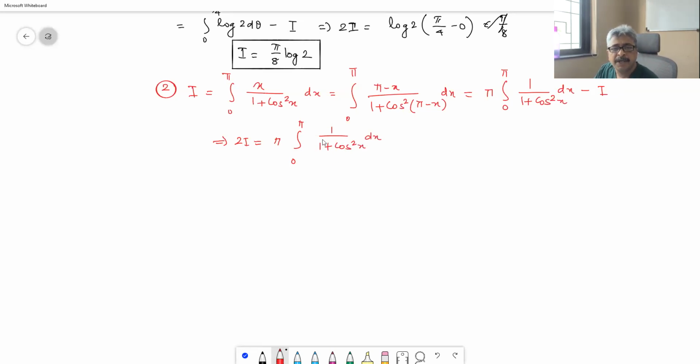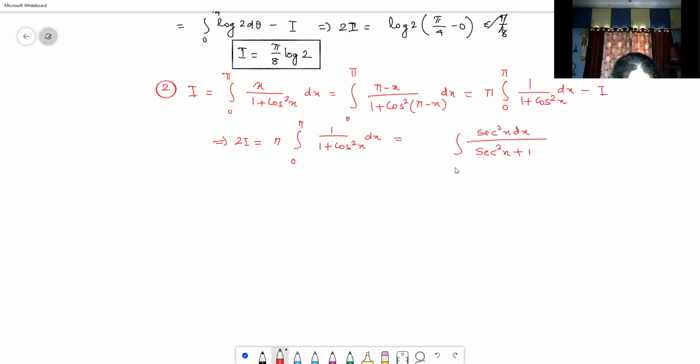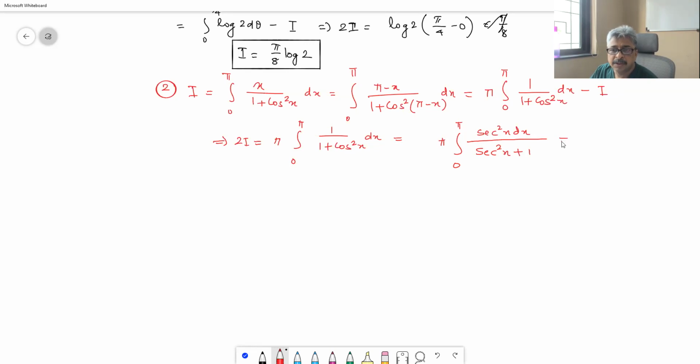Now this is an indefinite integral problem which I think you must have solved. So taking cos square x common, it becomes sec square x dx divided by what? Which is 2 plus tan square x, so 2I is pi times integral 0 to pi sec square x dx upon 2 plus tan square x.